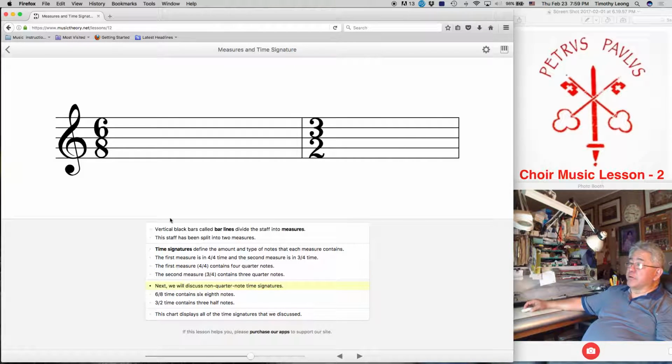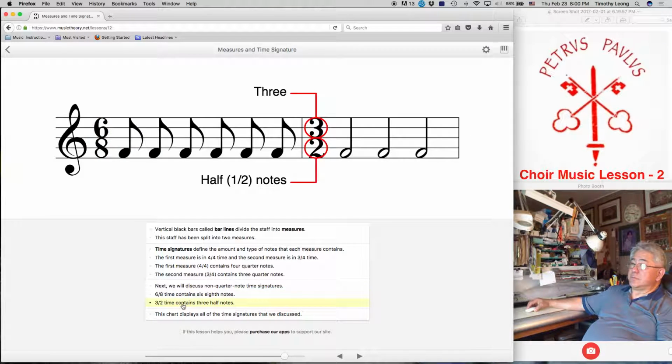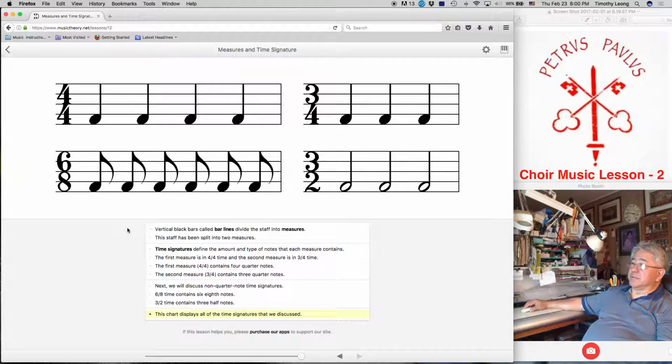When you have non-quarter note signatures, you can have it where the primary beat is the eighth note. So this would be 1, 2, 3, 4, 5, 6. Okay. This one would be 3, 2. So there'd be 3 half notes. 1 and 2 and 3 and. That's how you count it. 6 eighth notes, 3 half notes. Okay. So that's the chart.